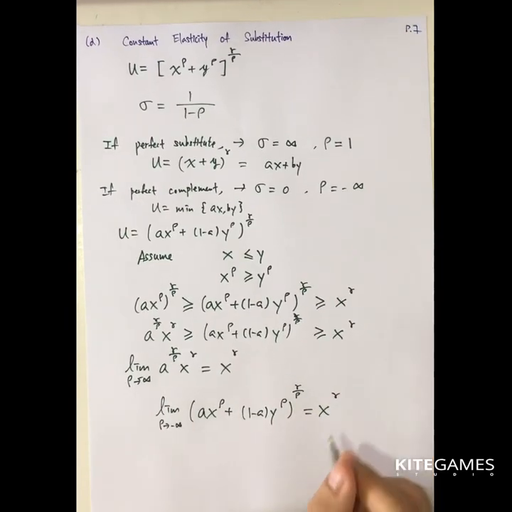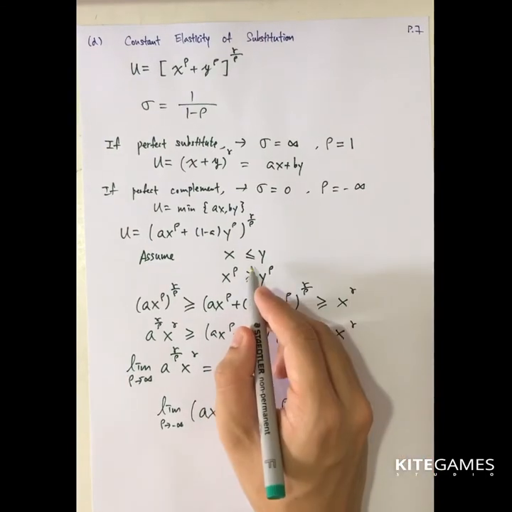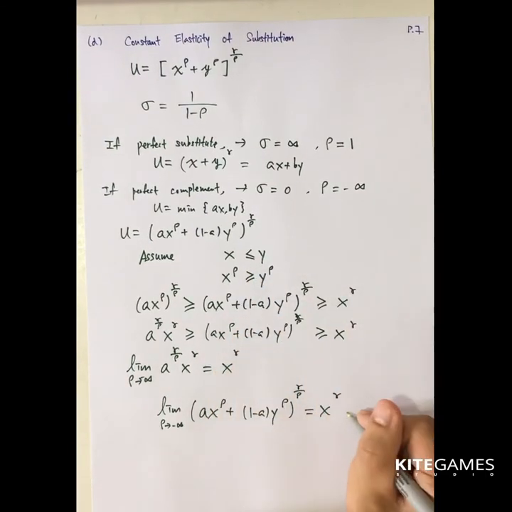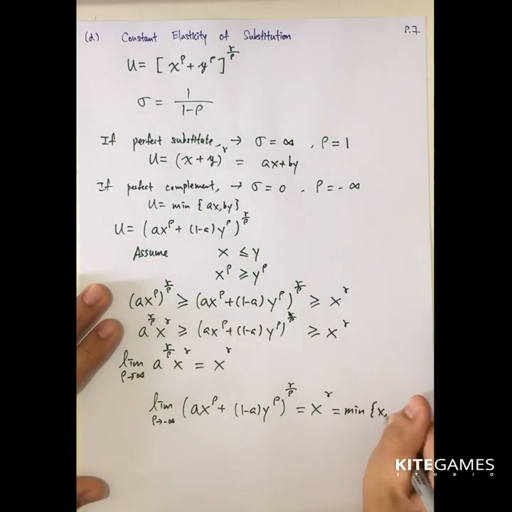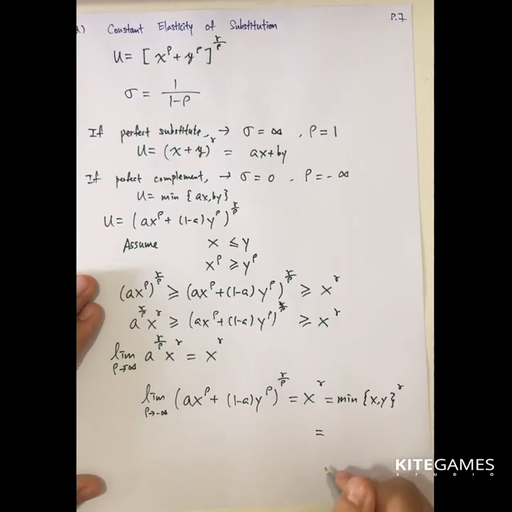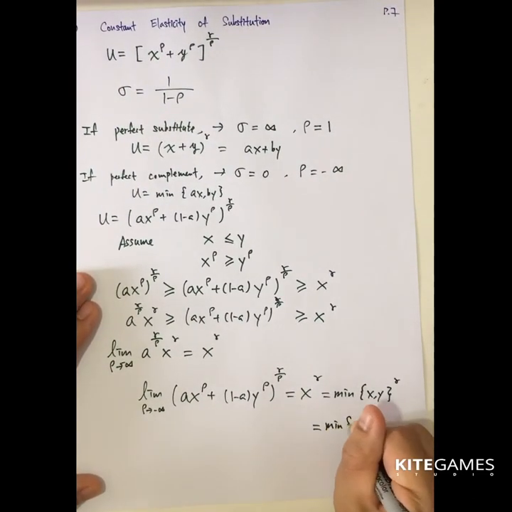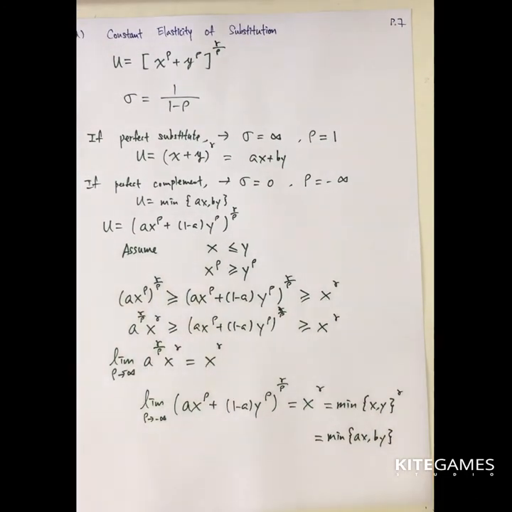Okay, x^γ is less than y^γ. Therefore, this is equal to the minimum of x and y raised to the power γ. Then by monotonic transformation, this is equal to the minimum of ax and by. This is the usual Leontief utility function form.